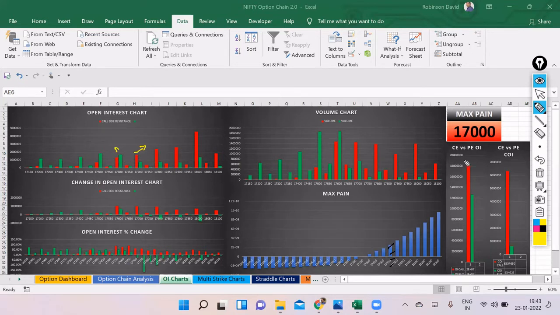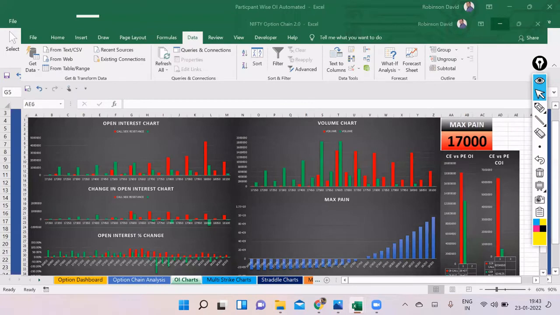If you look at the CE versus PE OI, we have a lot of open interest on the call side and very limited on the put side. Since the market was one directional on Friday, only call writers were present and put writers were not that aggressive. So this is what we can understand in Nifty.